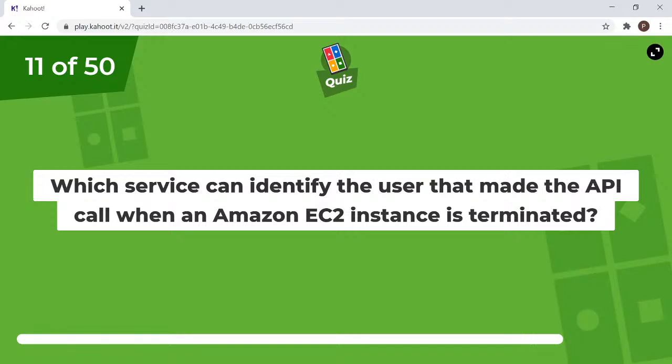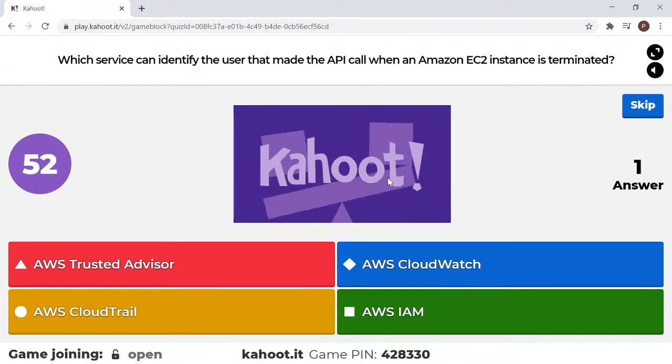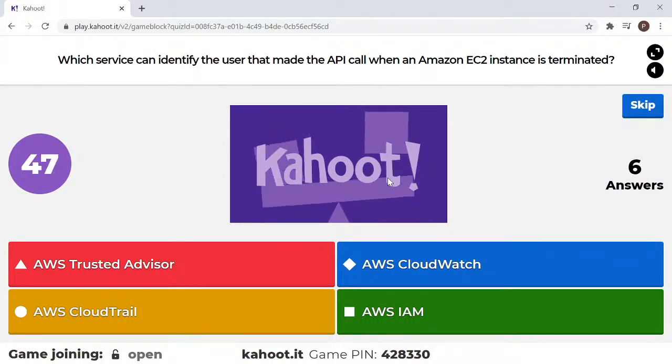Which service can identify the user that made the API call when an Amazon EC2 instance is terminated? AWS Trusted Advisor, AWS CloudWatch, AWS CloudTrail, or AWS IAM?